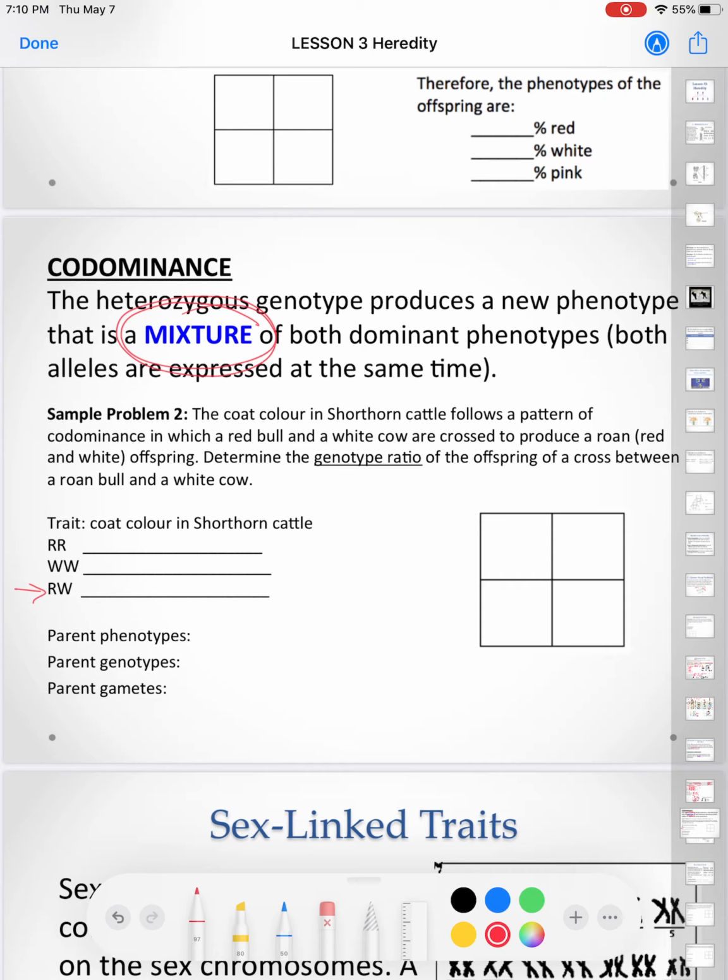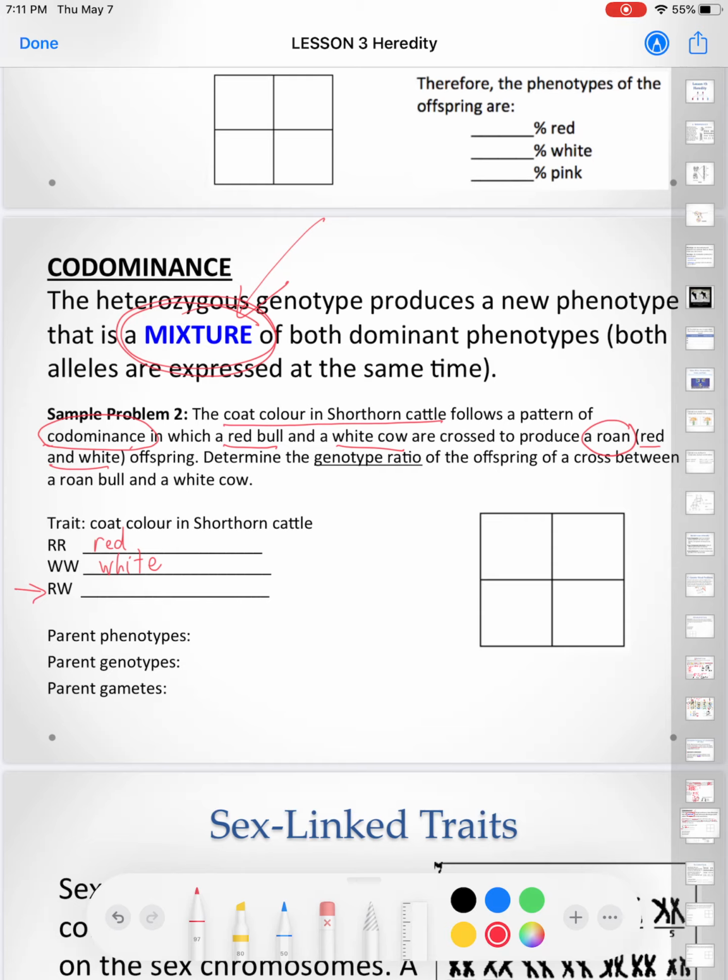So the trait here in question, the shorthorn cattle, we're going to look at the coat color. So this follows a pattern of codominance. So this is, again, where I have to tell you whether these questions are codominance or incomplete dominance, because you don't know whether it's going to be a blend or a mixture. Okay, so now I have a red bull and a white cow are crossed to produce this roan color, which is the heterozygous offspring. It tells you in the question roan is red and white. Okay, so we're going to do a red color and a white color.